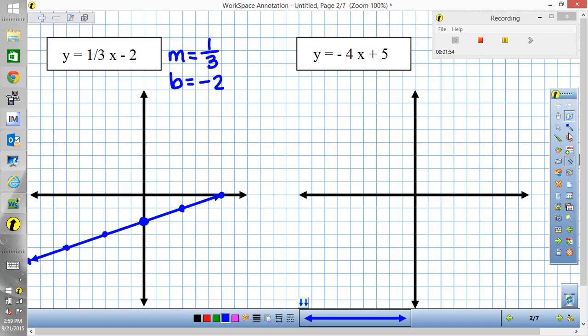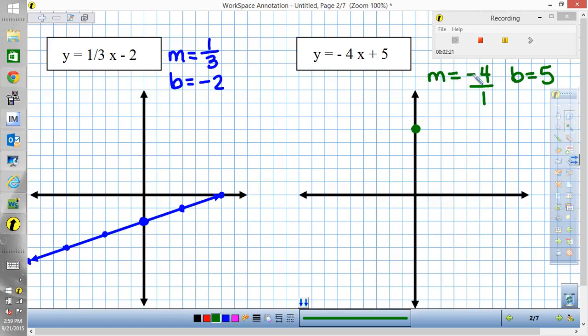Another example. To graph the second example, we identify our two key things, our slope and our y-intercept. Our slope in this particular problem is -4. We always want to rewrite that as a fraction, so -4/1. And our B, our y-intercept, is 5. Again, this is the y-intercept, so we start on the y-axis at 5. 1, 2, 3, 4, 5. And then the slope this time is a negative slope, so it should be going down.